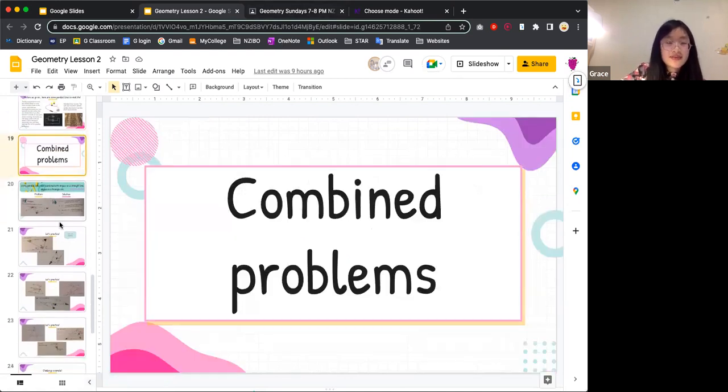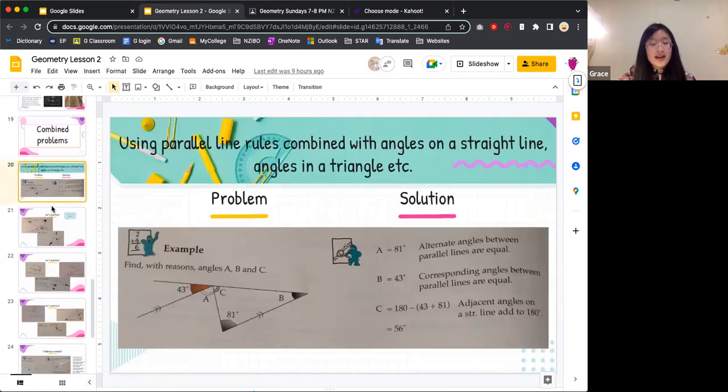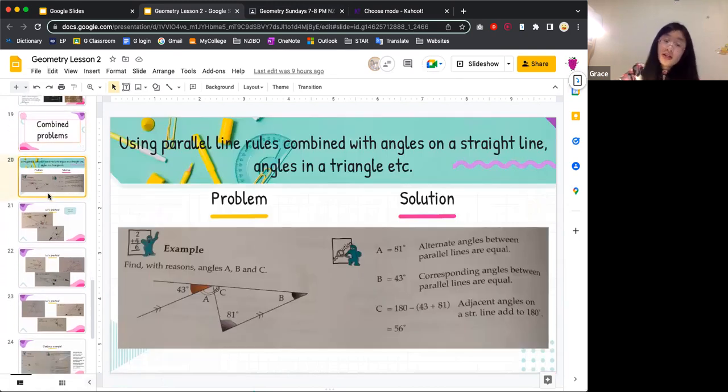Alrighty, combined problems. These ones are a little bit more challenging because you will have to use many different types of rules. In this question, we've got A, B, and C to figure out, and they've all got different reasons. Here we've got A, and we know that it's alternate to 81 because we've got these two parallel lines running like this.